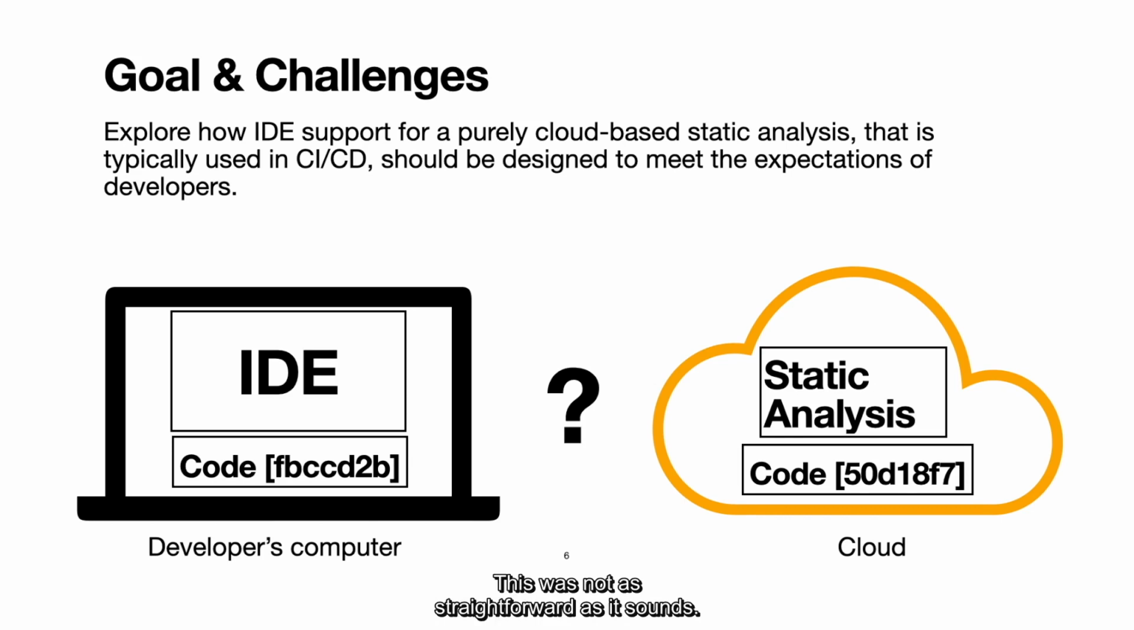This was not as straightforward as it sounds. There were some challenges we faced. For example, since the analysis is not in the same box as IDE, it can analyze a different version of code than the one displayed in the IDE. While the analysis is running in the cloud, developers might have made some code changes. The question is, how does analysis get those code changes? So as you can see, there were a lot of questions that needed to be answered at first. Next, I will introduce the approach we took to answer these questions.